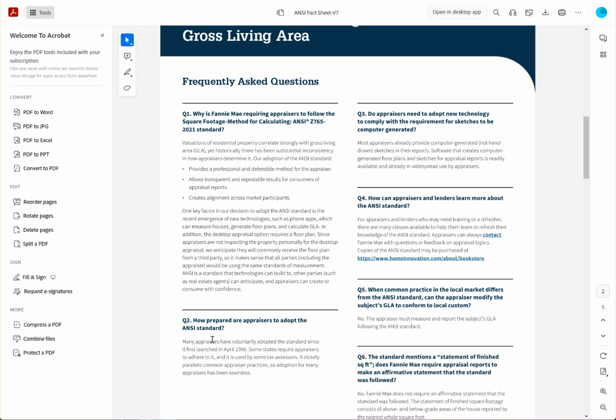Today we're going to discuss ANSI Z765-2021 standards, otherwise known as ANSI. This is something that's not terribly new, but it is new in the sense that Fannie Mae is now requiring appraisers to follow the square footage method for calculating this, using this standard.